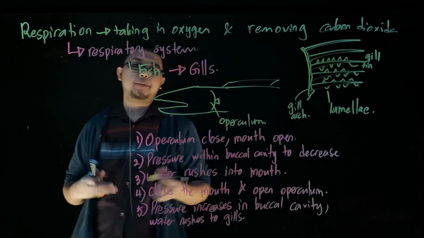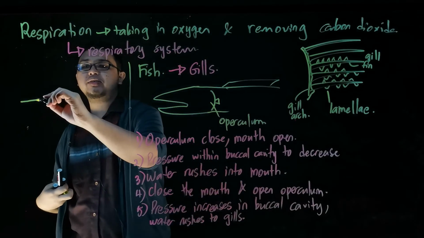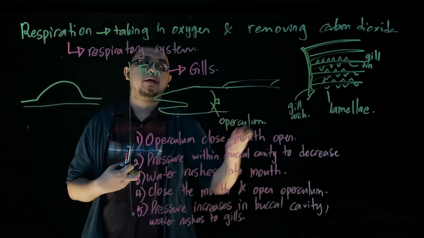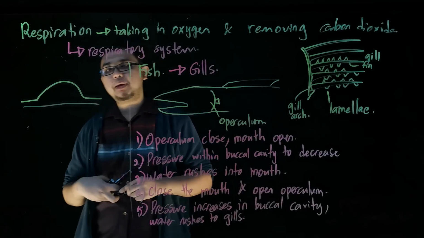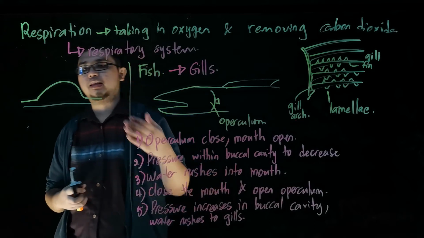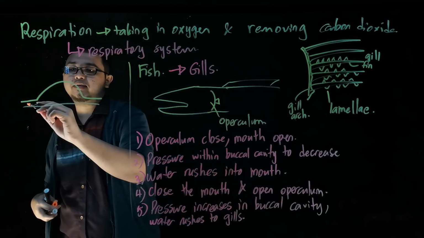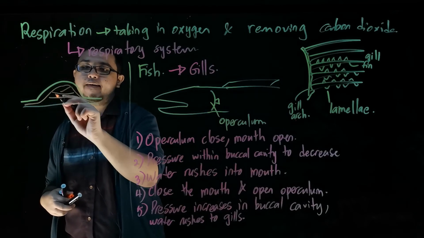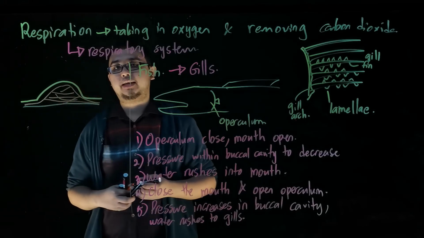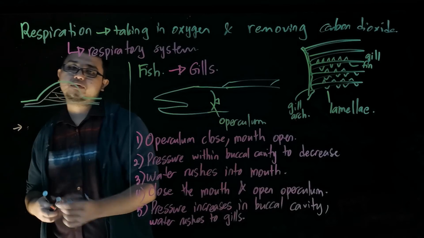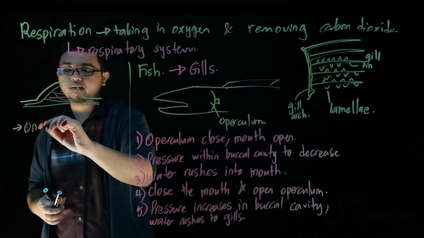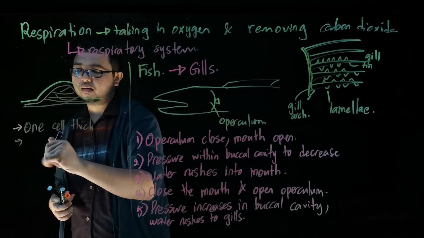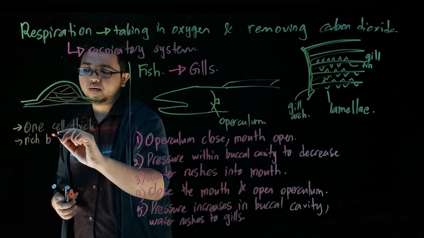Now, let's take a look at what happens in the lamella. The lamella is a special structure within the gills, and they are part of the bony structure itself. The lamella have a lot of blood vessels that flow through them. The lamella is very thin, about 1 cell thick, and rich in blood capillary. So the lamella have some special characteristics: they are 1 cell thick and rich in blood capillary.